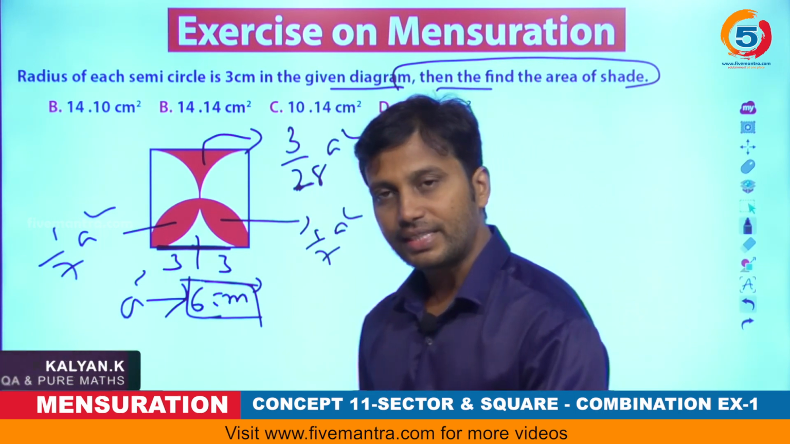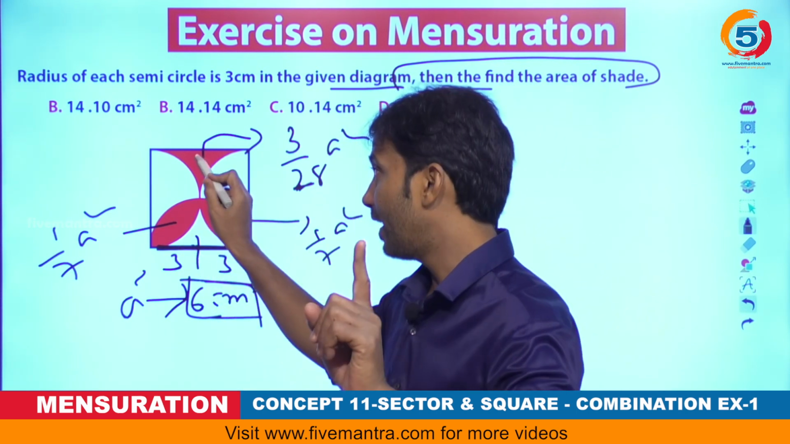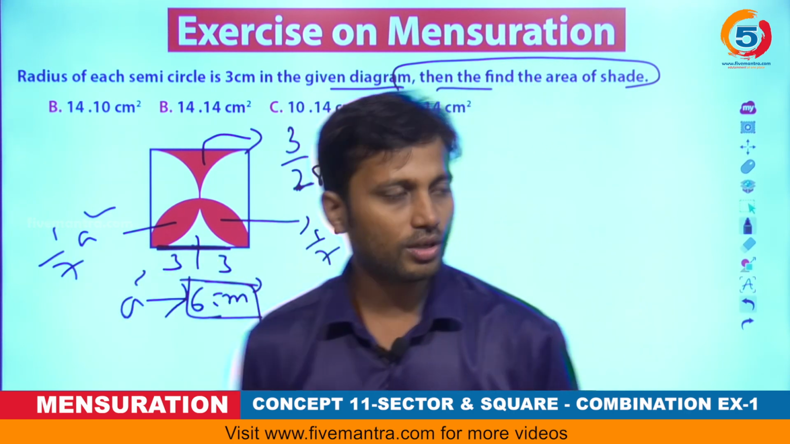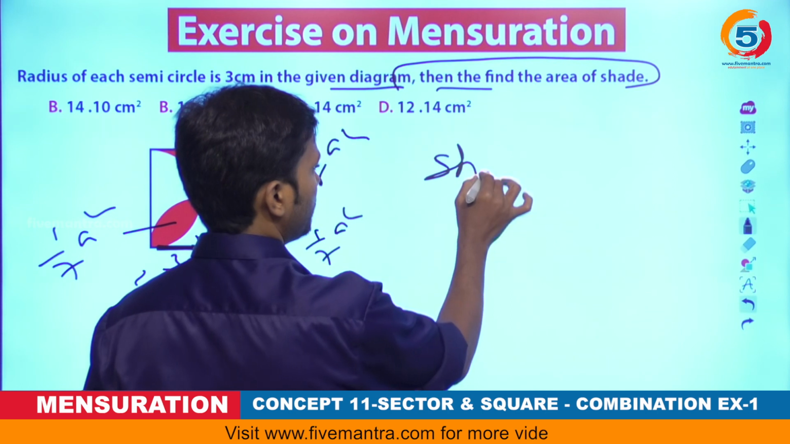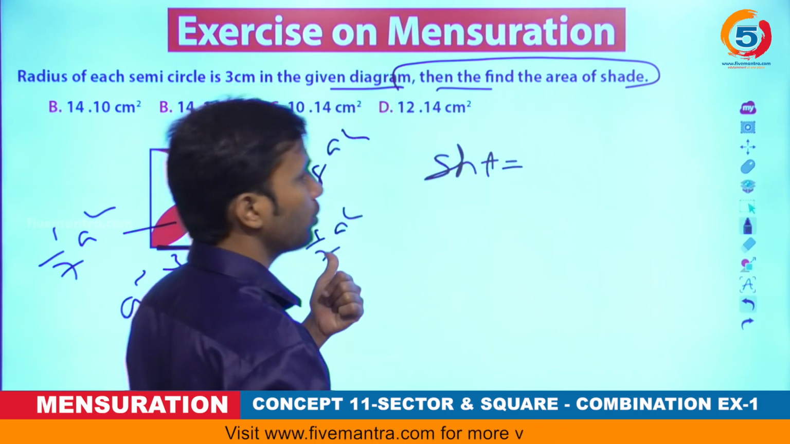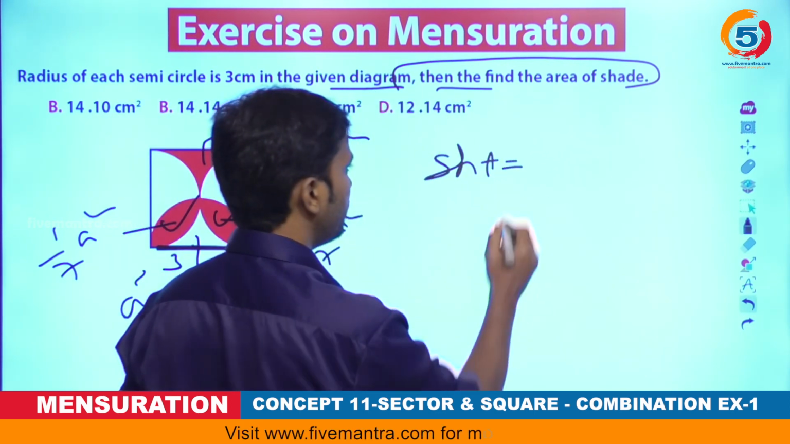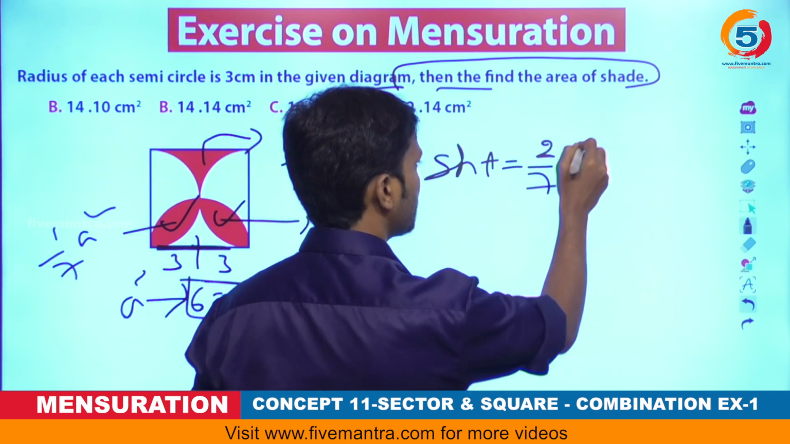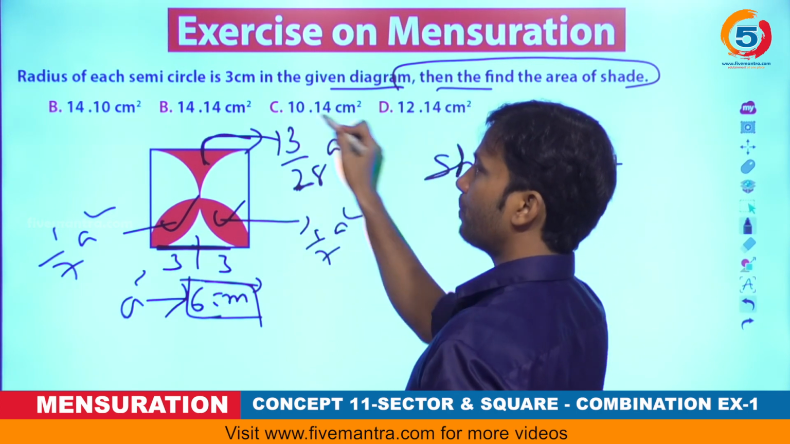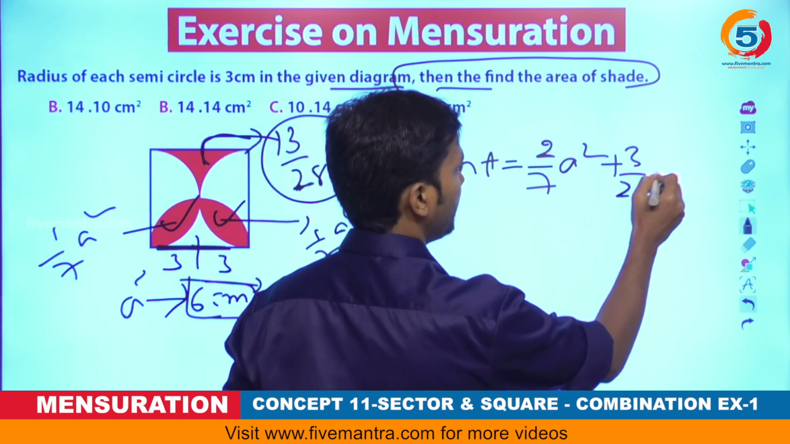So how many flower petals are there and how many gaps are there? 2 flower petals and 1 gap. Each flower petal carries 1 by 7 a square. So the total shaded area would be 2 times 1 by 7 a square, because 2 flower petals are there. So 2 by 7 a square plus only 1 gap, which occupies 3 by 28 a square.